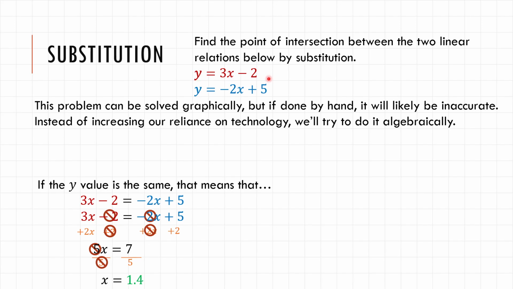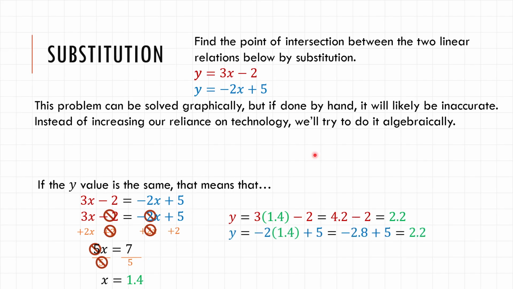So let's put it into the first, the red one here first. So 3 times 1.4 is 4.2, and 4.2 minus 2 is 2.2. And that was our y value, wasn't it? Would that work if we didn't pick the red equation? I'll invite you to pause here and see if we get the same answer with the blue equation or not.